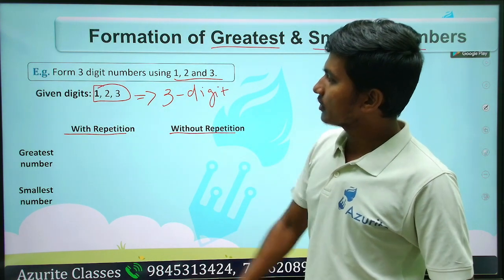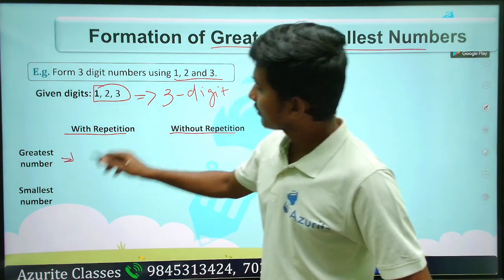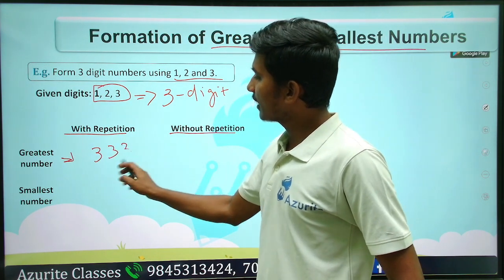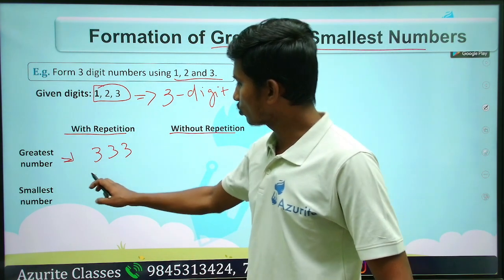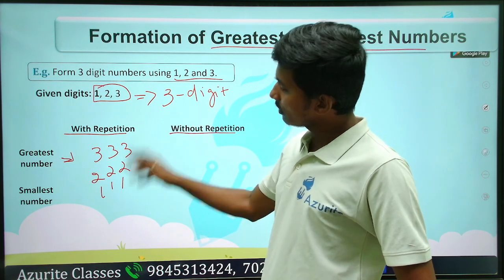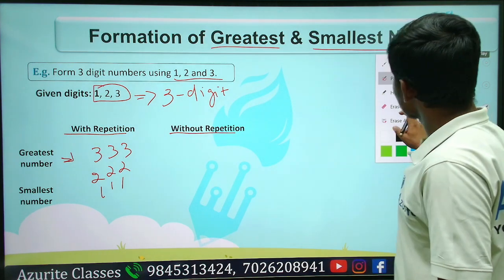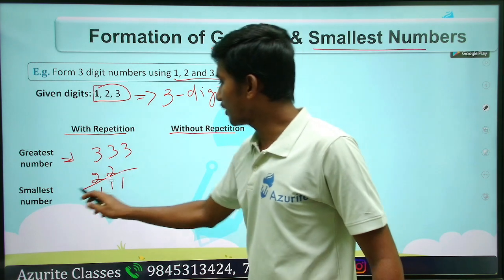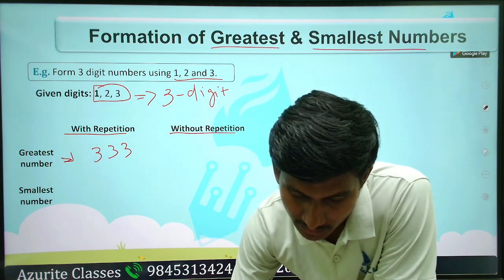So with repetition, which digit if you repeat will you get the greatest number? Tell me. 3. 3 is greater, bigger. So 333, if you write 3 times you will get 333. So that will be bigger than if you repeat 222 or 111, right? So 333 is bigger. That is why we have to repeat the bigger digit to get the bigger number. It is 3.